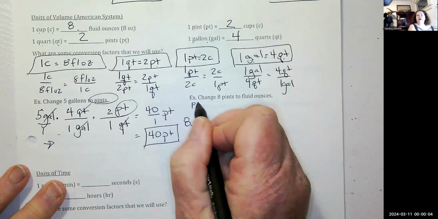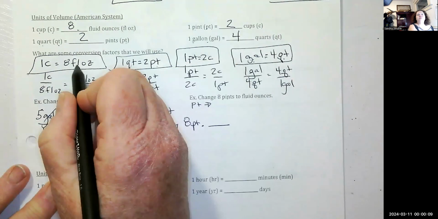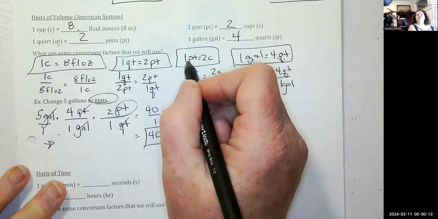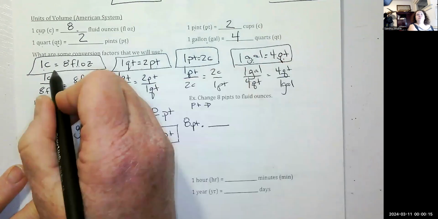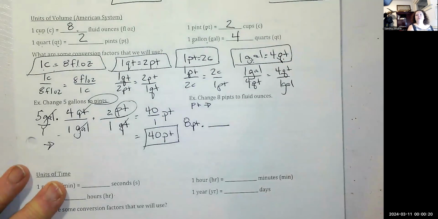I need to go from pints to what? I'm trying to get to fluid ounces. Here's fluid ounces. Fluid ounces gets me cup. These two have pints. This goes to, oh, this one goes to cup. So these both have cups in them. So there's my end. That's my middleman. All right.